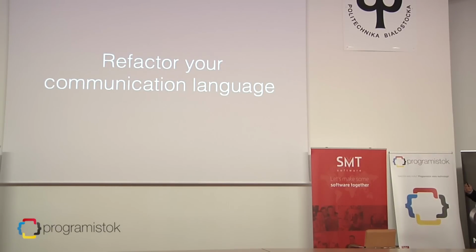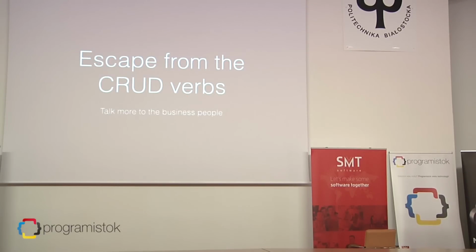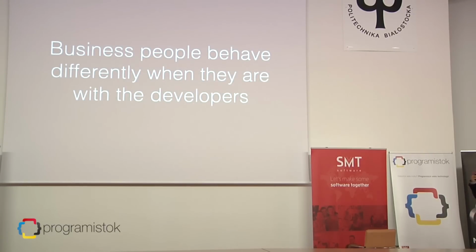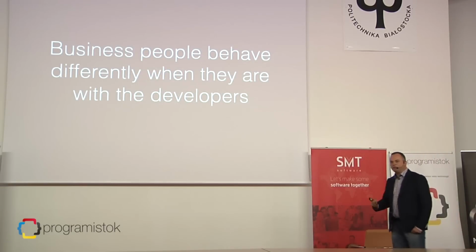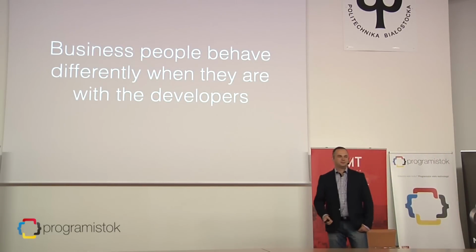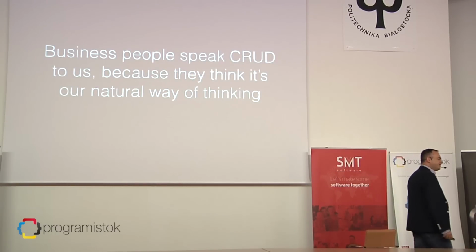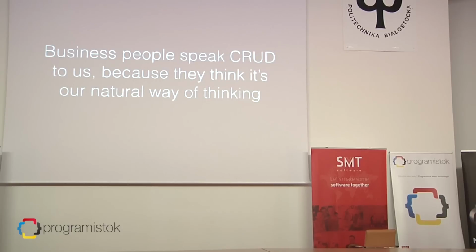A huge part of going to DDD is to use a better language, and we should refactor it. We should escape from the crowd words, and we should learn the domain language. And we should watch the business people in their natural environment when they talk to each other. Because it's interesting, the business people behave differently when they're close to developers. They become stupid. They use this crowd class. They don't say the things that they would normally use when they talk to the boss or to other business people.